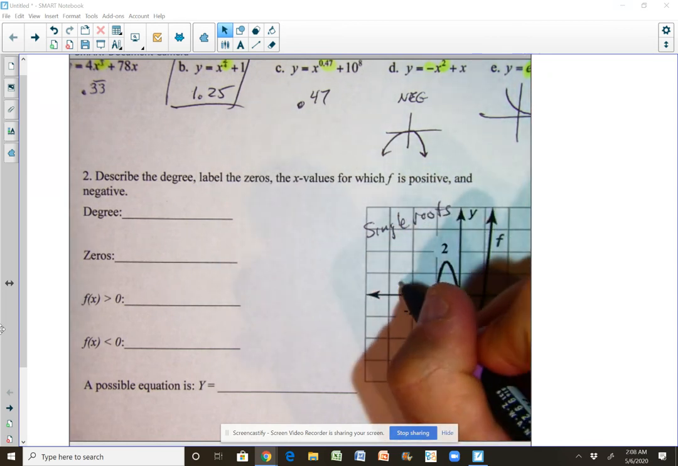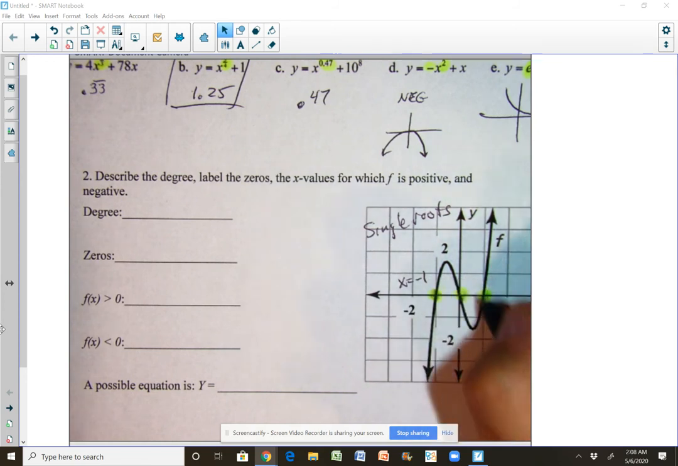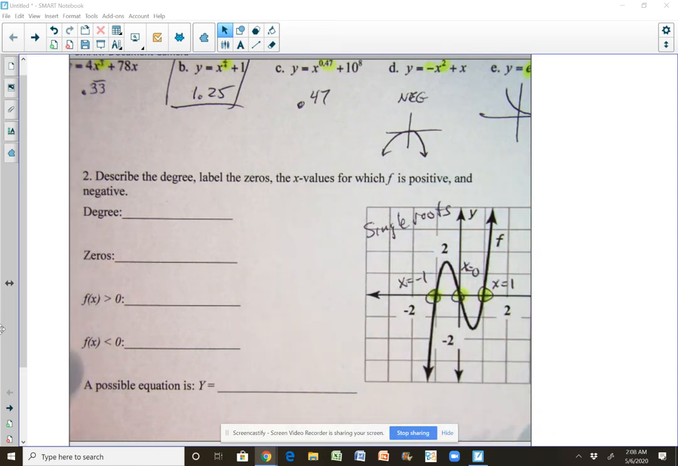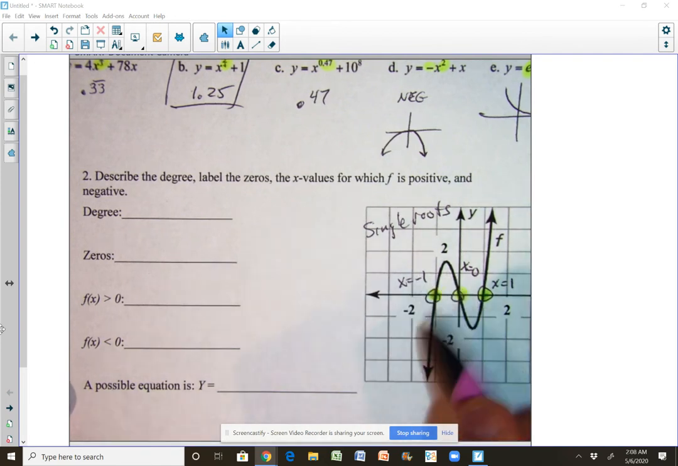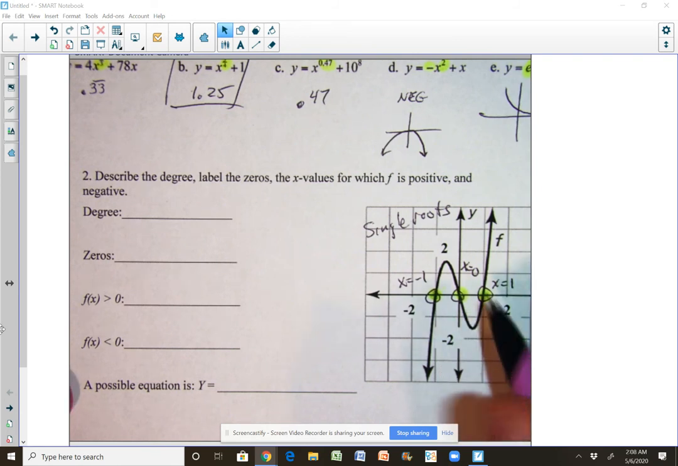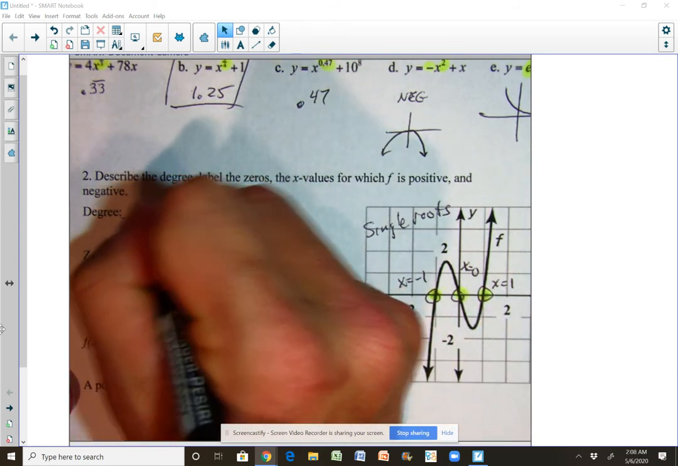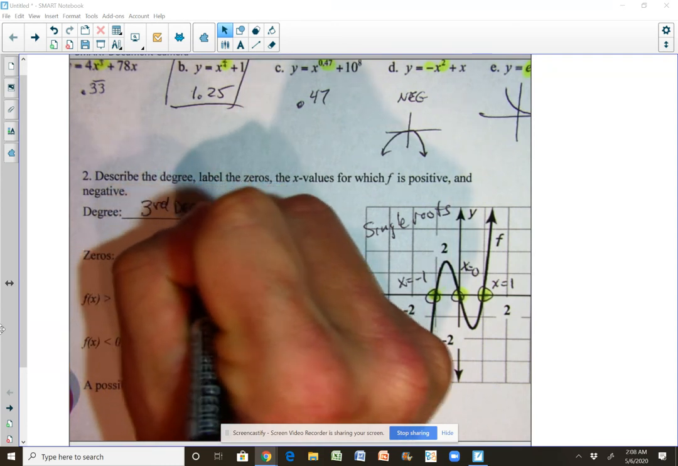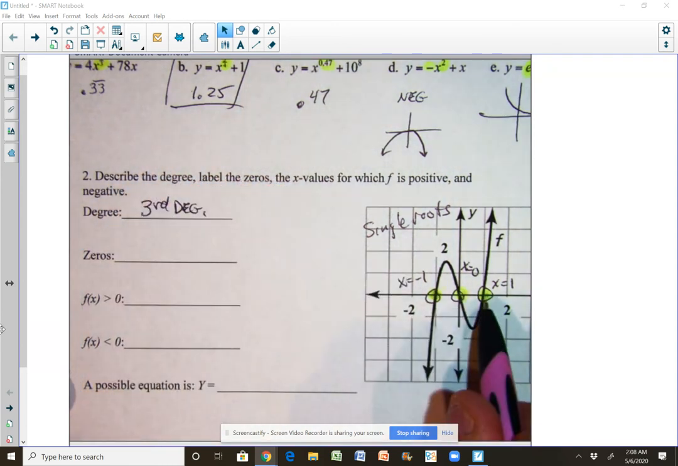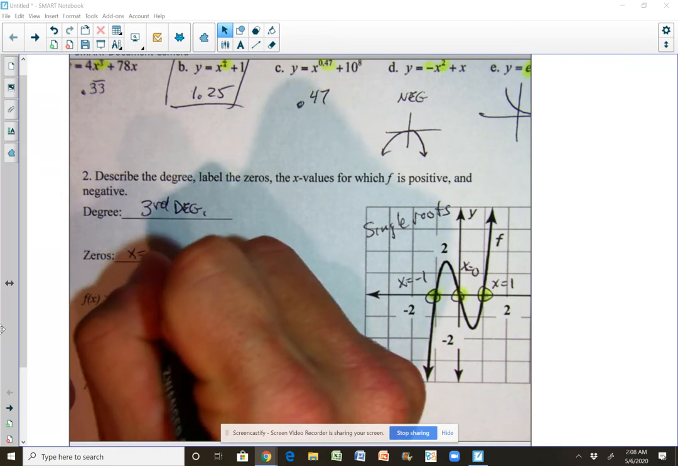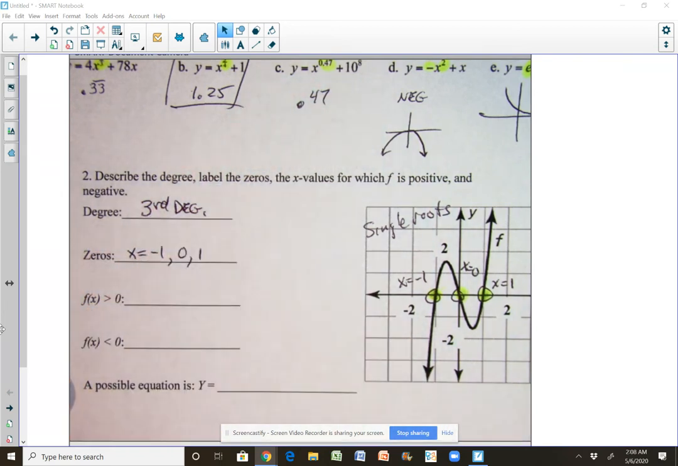Okay, so here we have x equals -1, here we have x equals 0, and here we have x equals +1. So those are your 3 roots right there. So since there's no double roots or any multiplicity of roots, there's no imaginary roots, since there's no bumps or turns off the x-axis, this is going to be a 3rd degree. So the first answer, 3rd degree. The zeros we already went through before, so these are going to be at x equals -1, 0, and +1.